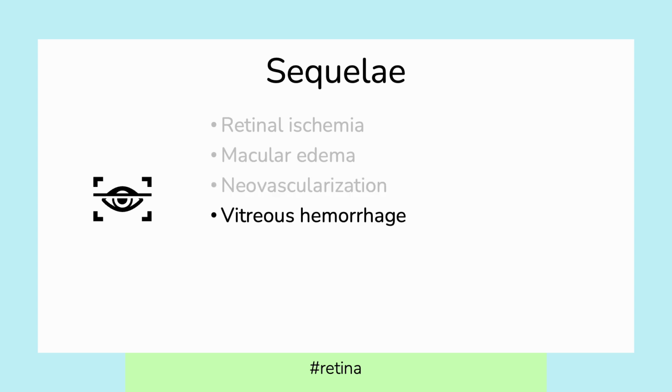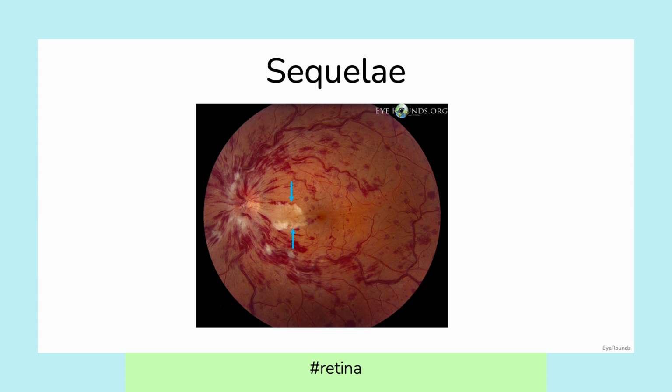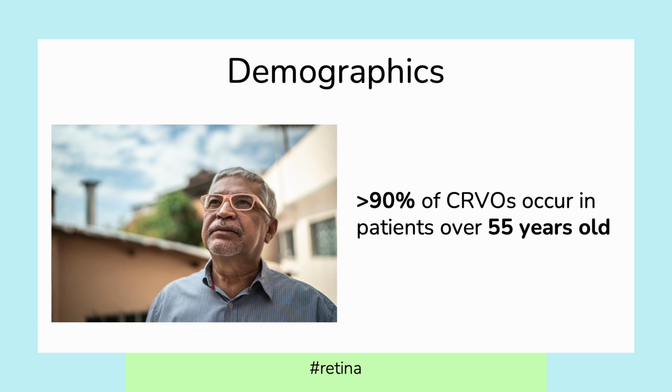Common sequelae of retinal vein occlusions are retinal ischemia, macular edema, neovascularization, vitreous hemorrhage, epiretinal membrane, retinal traction, and retinal detachment. A central retinal vein occlusion can also induce a cilioretinal artery occlusion. Over 90% of CRVOs occur in patients over 55 years old.